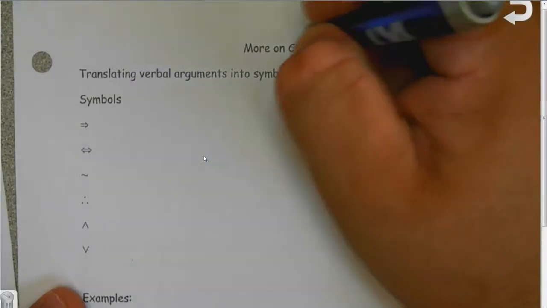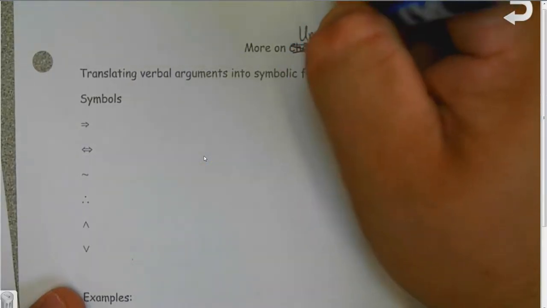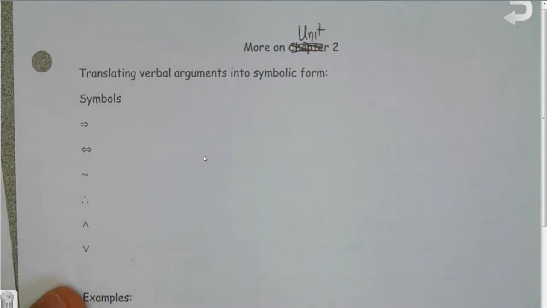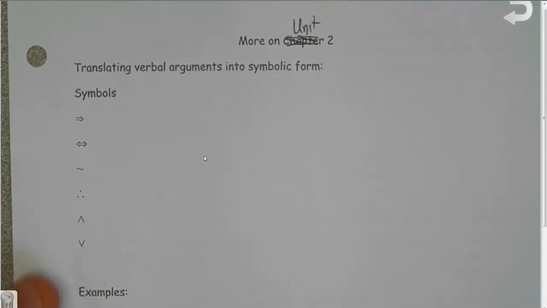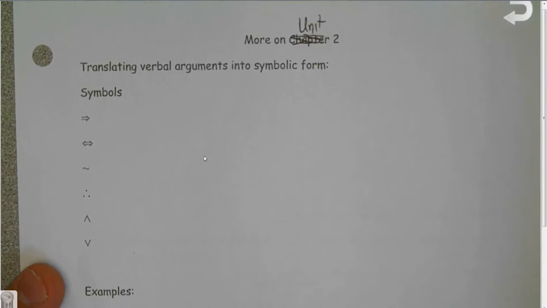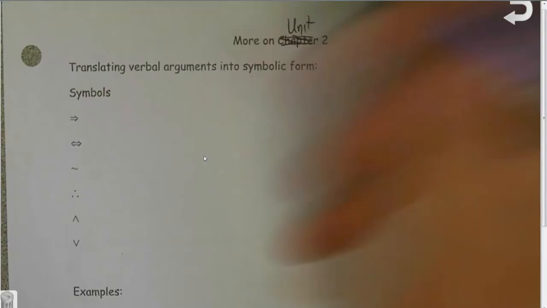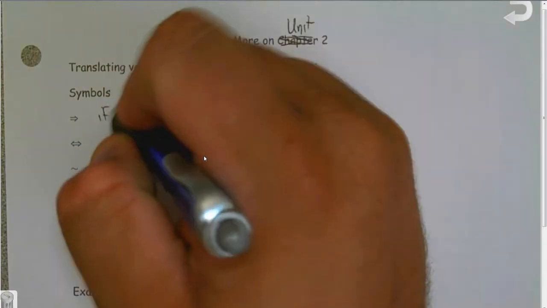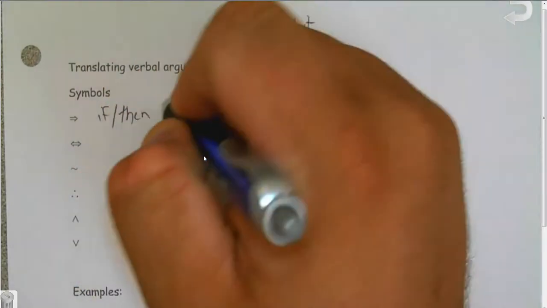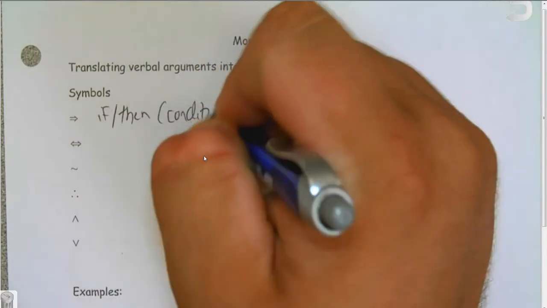Alright guys, so again, this is more on Unit 2. It's Chapter 2, but I'm trying to switch everything to units. This is kind of wrapping everything up. So we're going to talk about the symbols that we've seen. Remember, the right arrow is our if-then statement. That's what we consider our conditional statement.